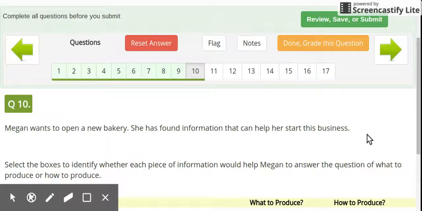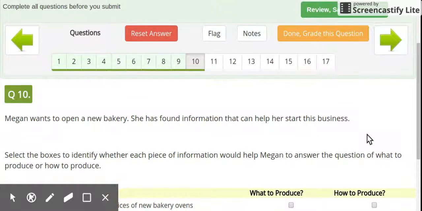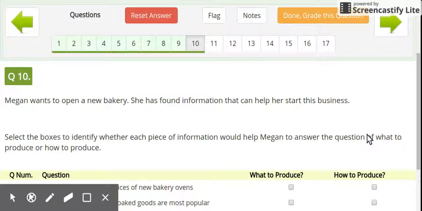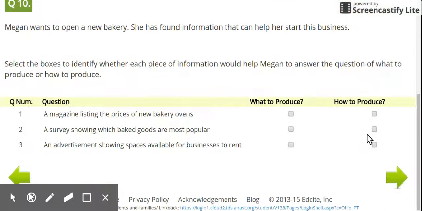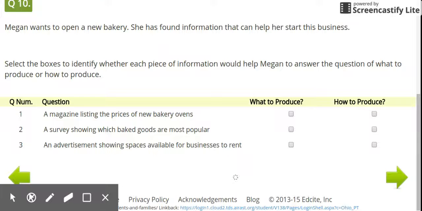Megan wants to open a bakery. She found information that can help her start this business. Select the boxes to identify whether each piece of information would help Megan. So we're trying to determine, is this what to produce or how to produce? These are part of the fundamental questions.